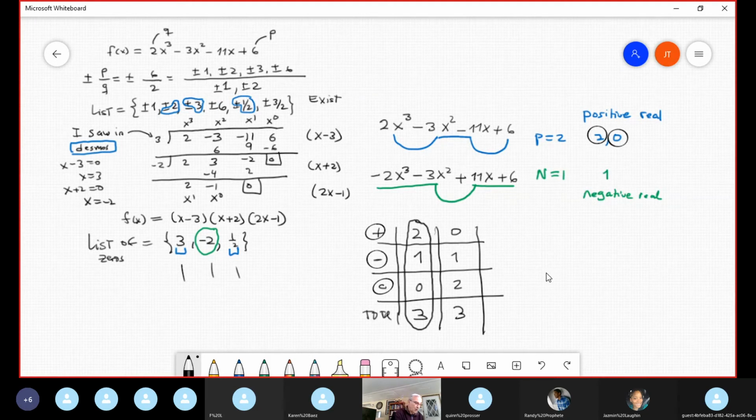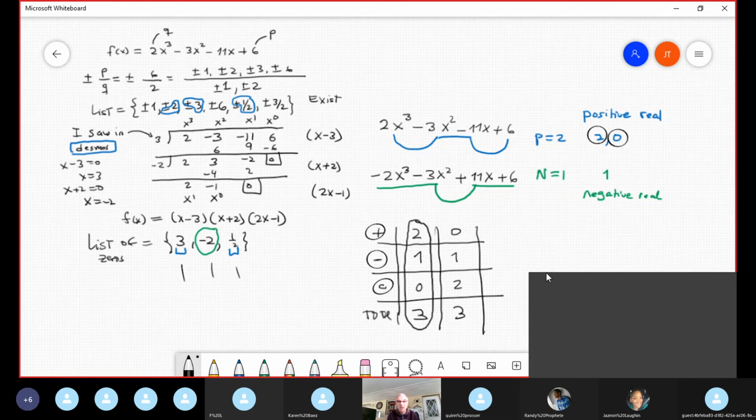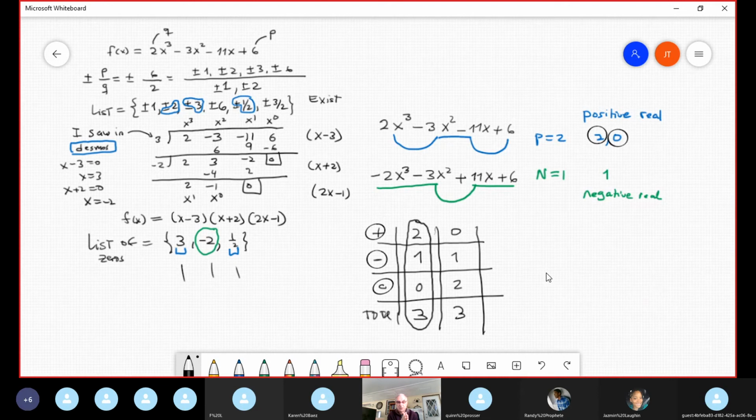One more, right? Let's do it everything at the beginning. What is the step? Step number 1, in my opinion, is analyze the rational potential. Create the list of the rational potential.